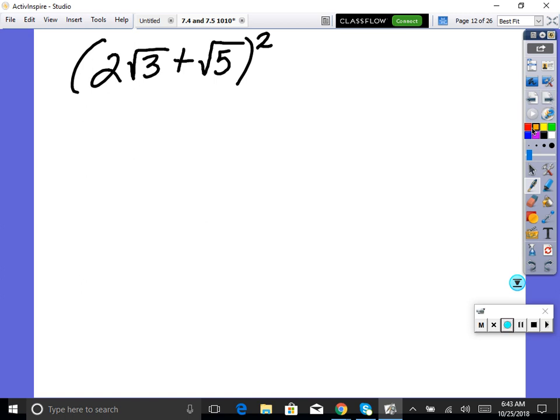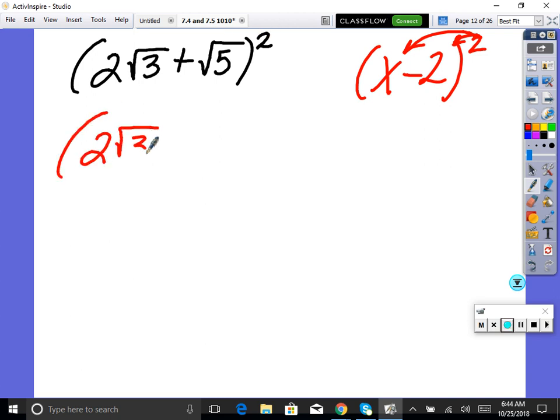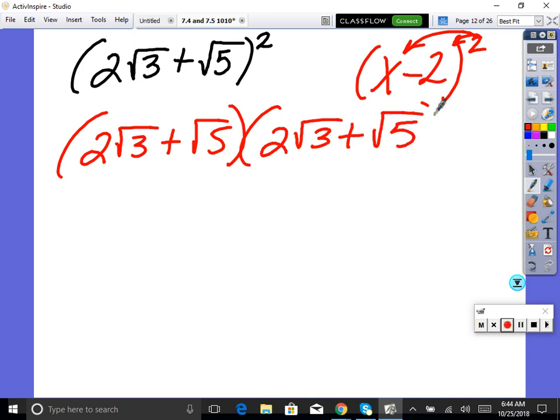Okay, guys, remember that it's breaking the forbidden rule. If we have this, x minus 2 squared, it would not be appropriate to just square that, square that. That's not okay. Same thing here. Look, there's a plus sign. You can't just square that, square that. So we have to write this as 2 root 3 plus root 5 times 2 root 3 plus root 5. Isn't that what something squared means? Write it twice. And then we'll carefully distribute.